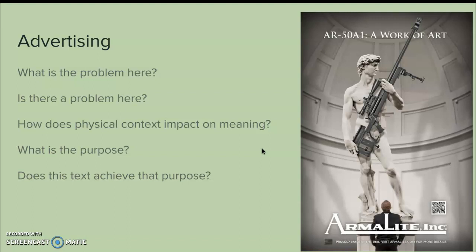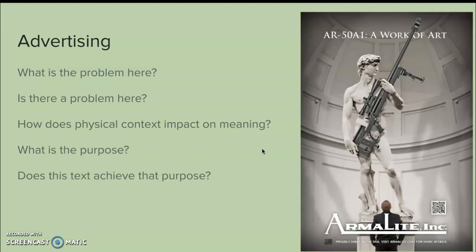If you want to pause the video now to write down any important notes, please do so. An example of physical context here is the AR-50A1 gun being in the hands of Michelangelo's David. This is a real ad that caused real uproar in the Italian community, especially because of the artistic importance of Michelangelo's David. So that physical context of having a gun there with a work of art, something that's supposed to be beautiful, peaceful, a real example of man, and then to put a gun in its arms is quite controversial.